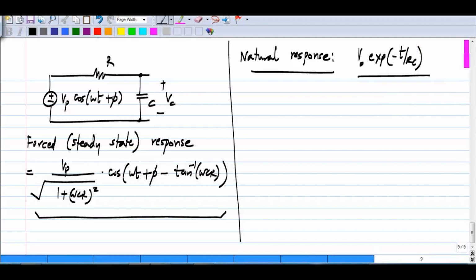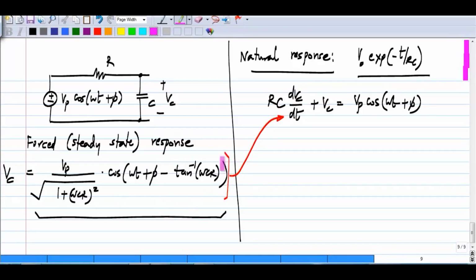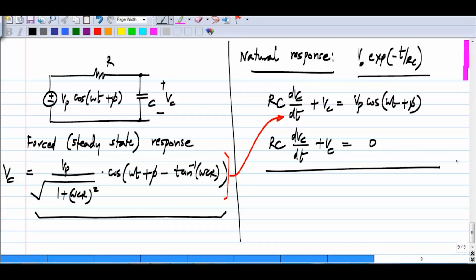Okay, now what's the idea here? We have the differential equation governing the system, RC dVc by dt plus Vc is Vp cos(omega t plus phi). What does this mean for this function to be the solution for Vc? This value of Vc will satisfy this particular differential equation. Now let's consider RC dVc by dt plus Vc equals 0.